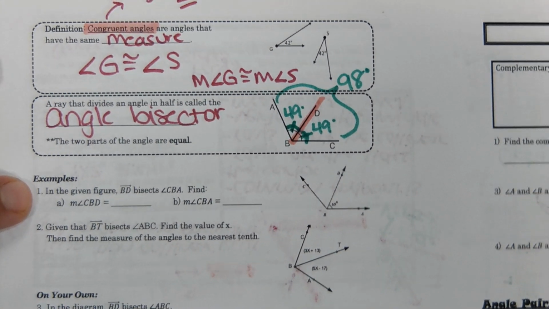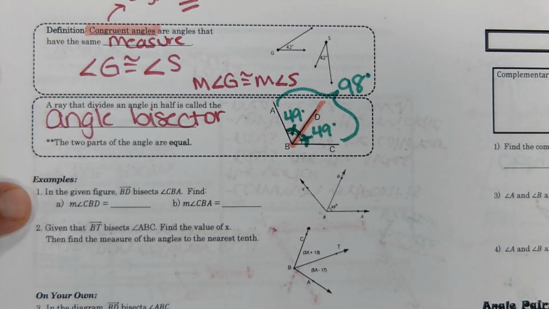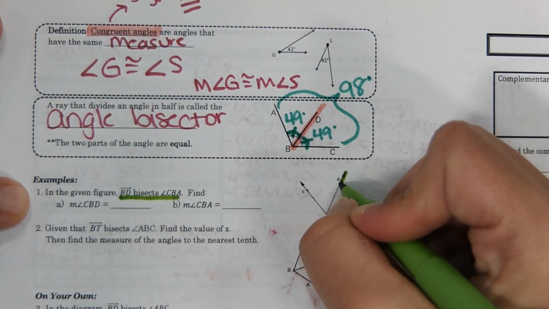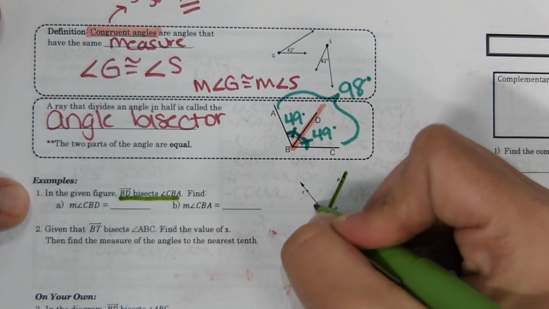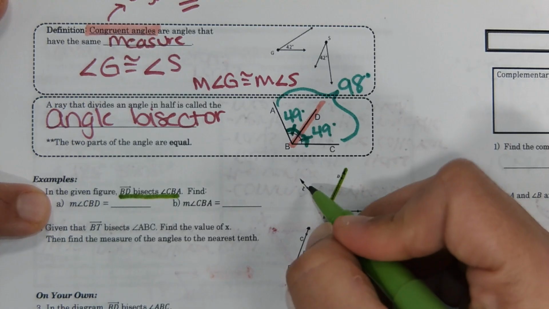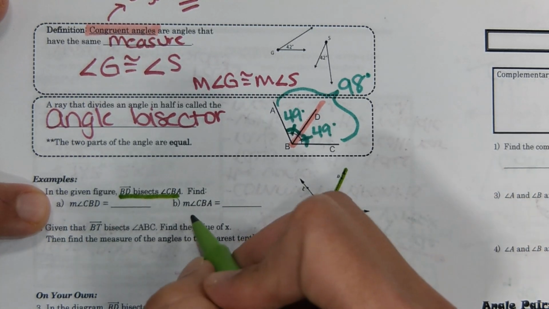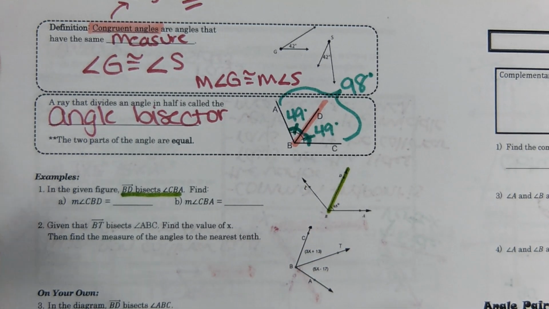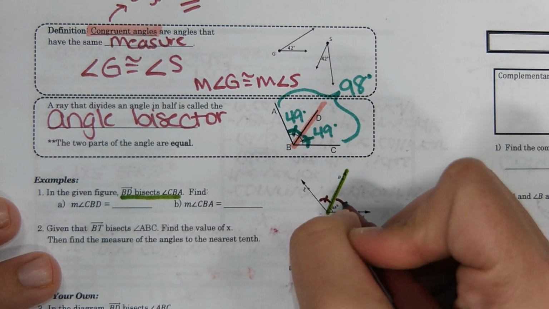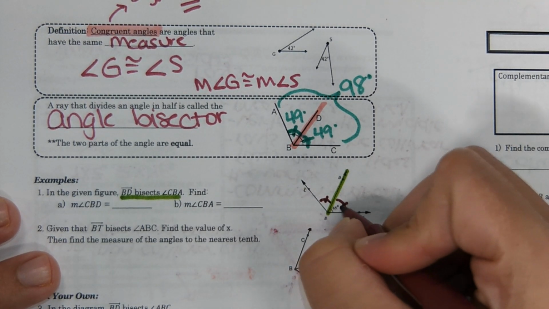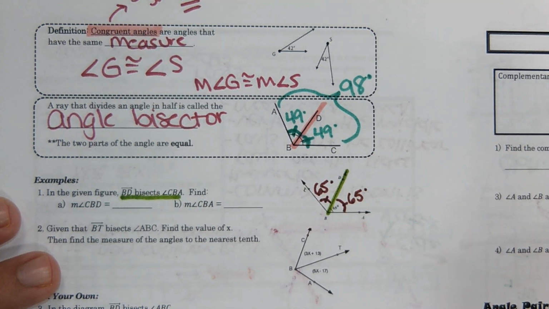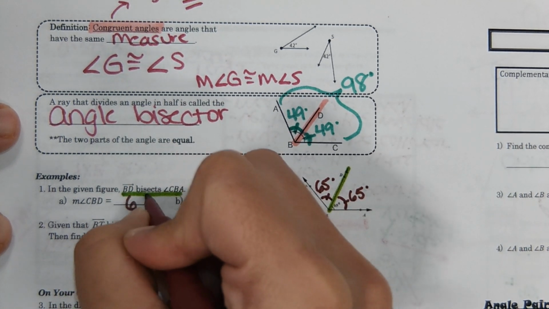Okay, so in this figure, it says that BD bisects CBA. So we find ray BD right here, and that bisects CBA, this whole thing. So it says find the measure of CBD right here and CBA, which is the whole thing. So CBD is right here, and since it bisects, this is the same measure as this. It shows 65 degrees right here. It's very tiny. So this is 65 degrees as well. So CBD is 65 degrees.